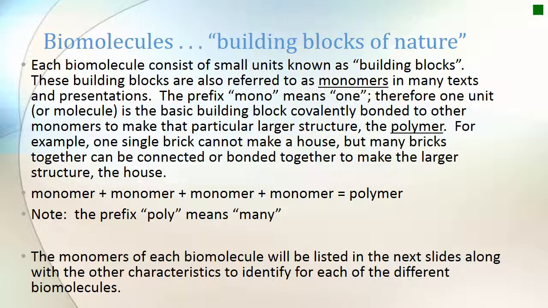Many texts, presentations, and so forth. The prefix mono means one. So if you've got one unit or one molecule, that is the basic building block covalently bonded to other monomers to make a particular larger structure known as a polymer. For example, one single brick cannot make a house, but many bricks together, connected together, bonded together, make the larger structure, the house.